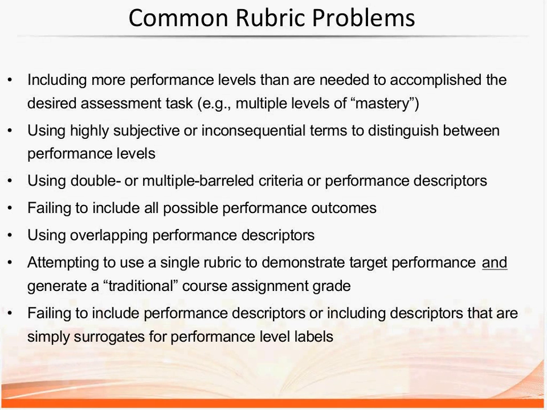Also, there's a common problem where the narrative descriptors that are in the cells are nothing more than surrogates for the performance levels themselves, and they don't really provide any useful information to help you make clear, concrete distinctions between performance levels.